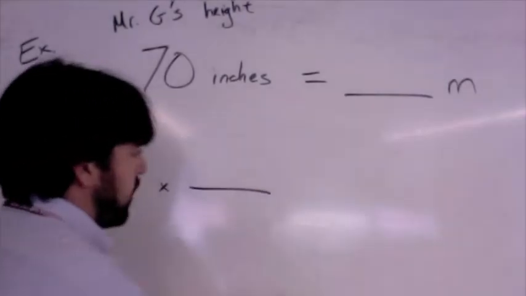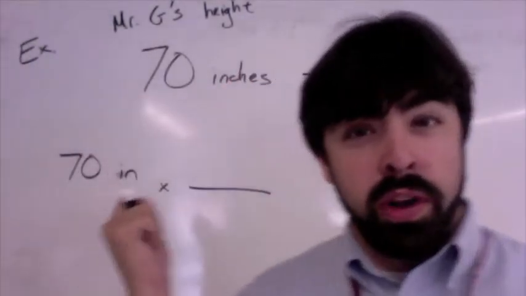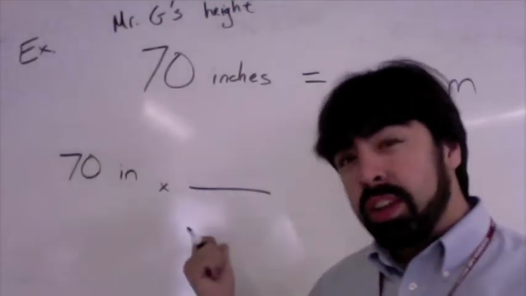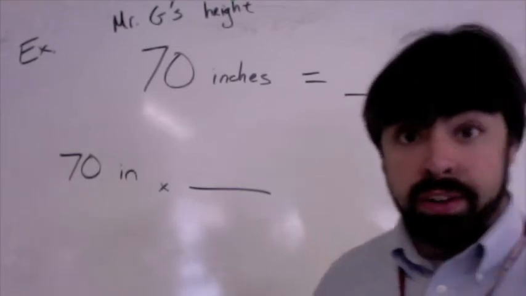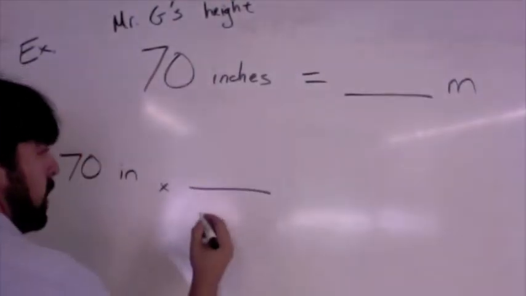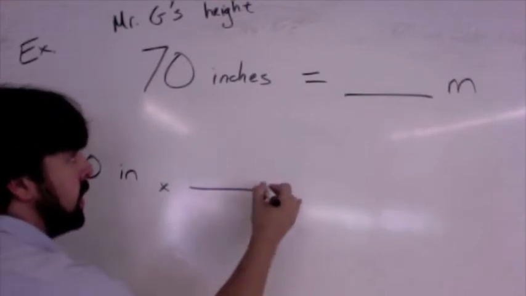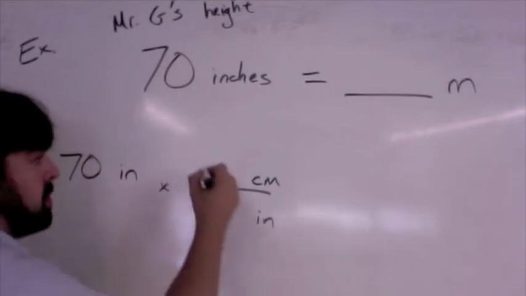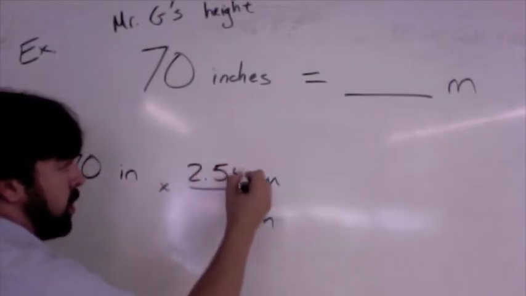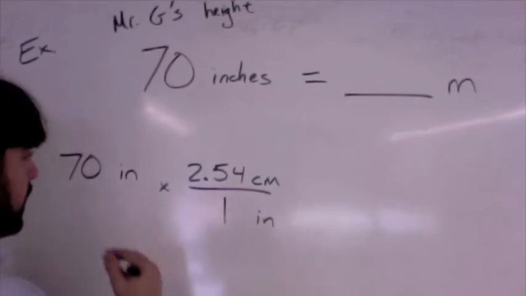times. What's the conversion factor? This is one of them that I want you to remember. This is one good one to know. And I will expect you after a few weeks to definitely know this conversion factor. Inches, we want them down here, so they'll cancel. We're going to turn it into centimeters first. 2.54 centimeters per every 1 inch. All right, let's do it.